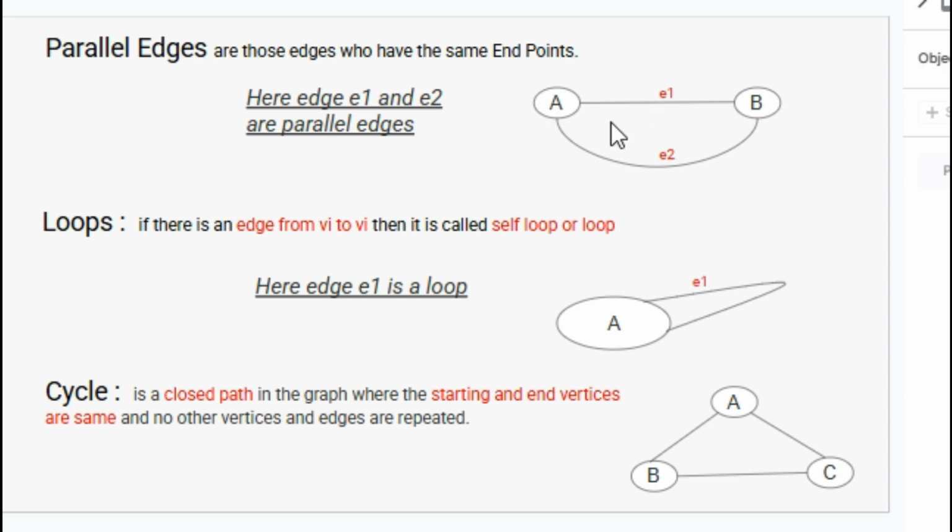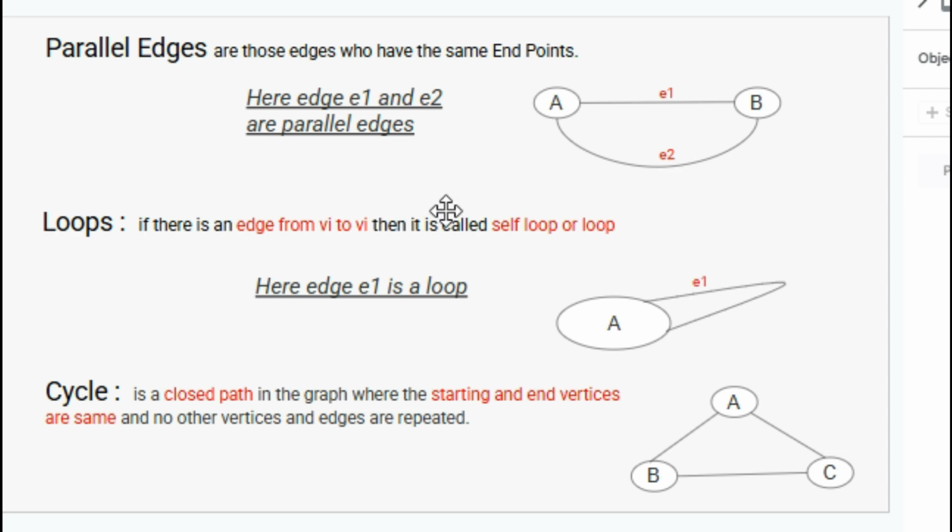Okay, so here if I say I'm starting from A to B, then I'm also moving from B to A. So that means edge E1 has one end vertex A, another one is B. Similarly, edge E2 also has the same end vertices. So these two edges, E1 and E2, are known as parallel edges. Why parallel edges? Because they are connecting the same set of vertices.